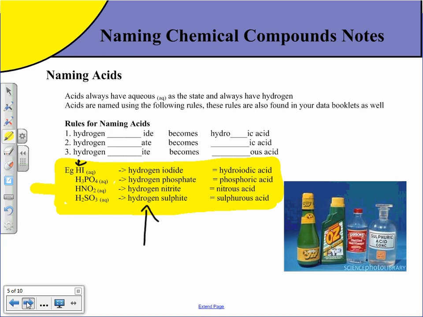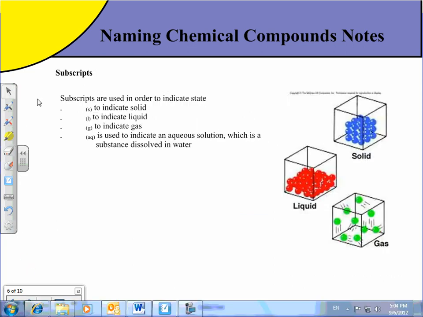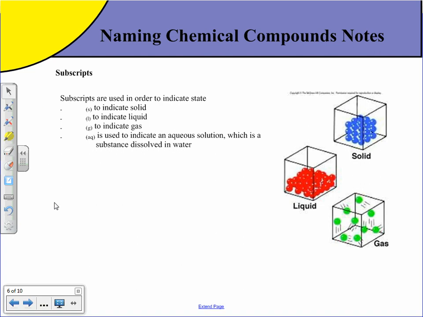So next we have subscripts. Subscripts are used in order to indicate state. An S as a subscript indicates a solid, an L indicates a liquid, a G indicates a gas, and then we have AQ, which indicates an aqueous solution, which means that the substance is dissolved in water, which is really, really important for chemical changes.